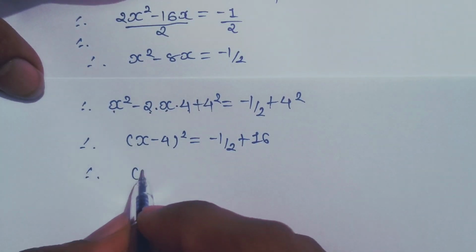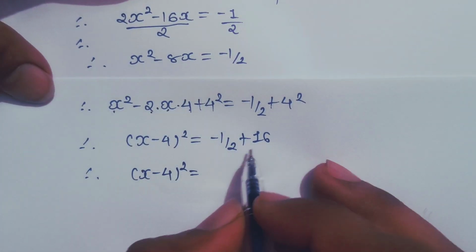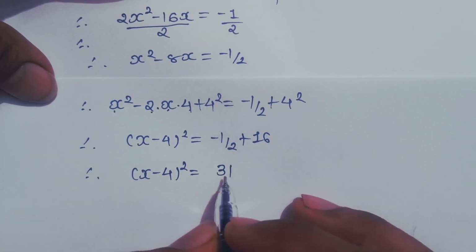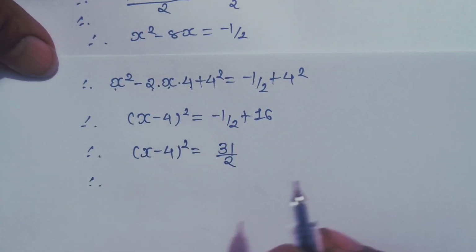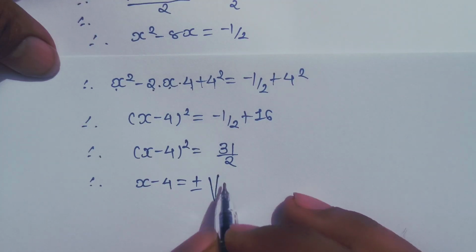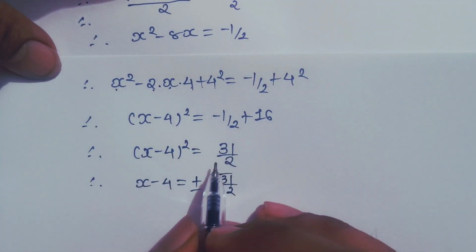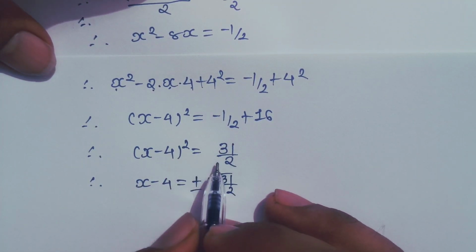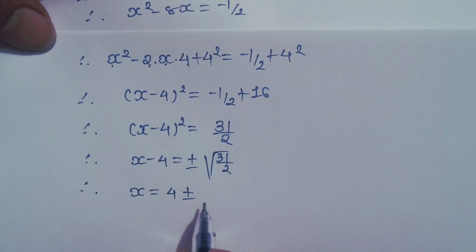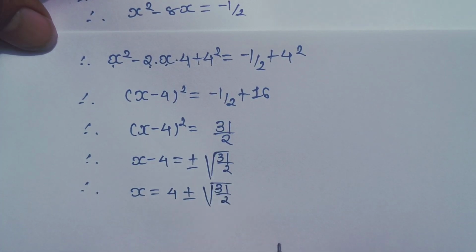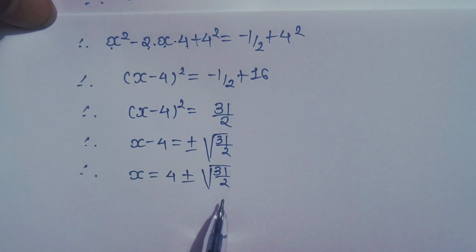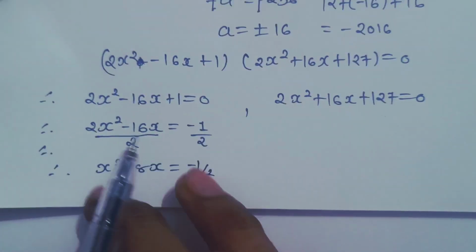Now write x minus 4 whole square as it is. Now 2 is the LCM, 16 into 2 is 32, 32 minus 1 is 31, divided by 2. Now take the square root of both sides. x minus 4 equal to plus or minus square root of 31 by 2, or not? If you take the square root on both sides, square and root cancel out here, and this side creates plus or minus. Therefore x is equal to 4 plus or minus root 31 by 2. This means two solutions are possible, 4 plus root 31 by 2 and 4 minus root 31 by 2. These are the two solutions from this quadratic equation.